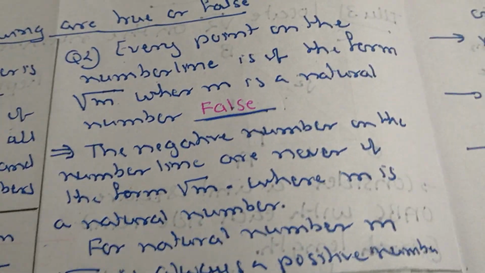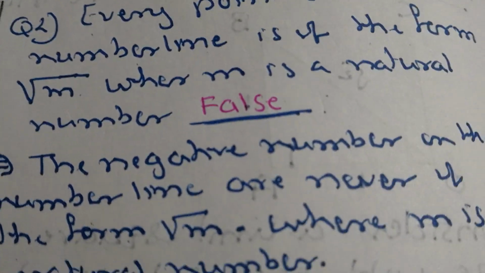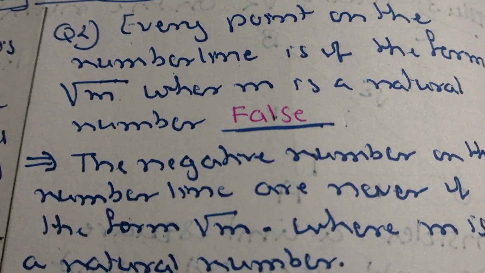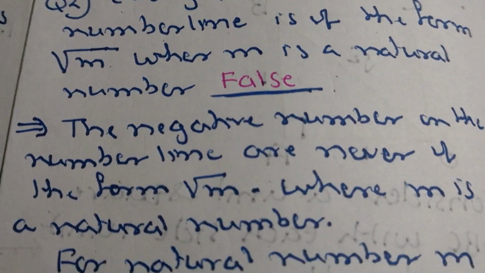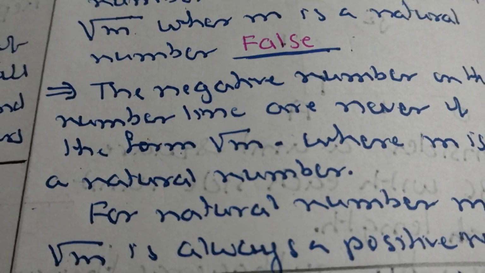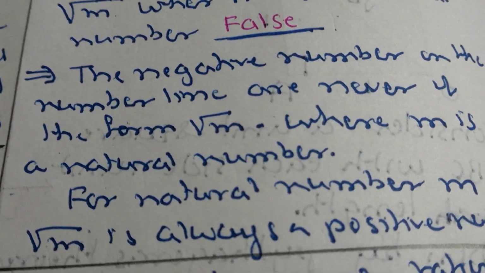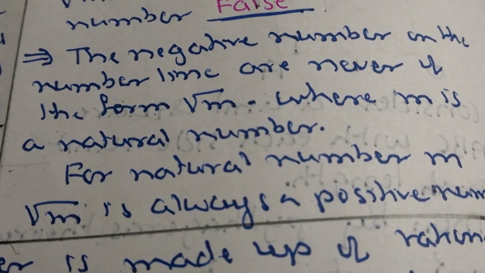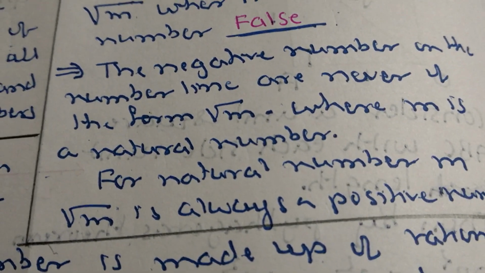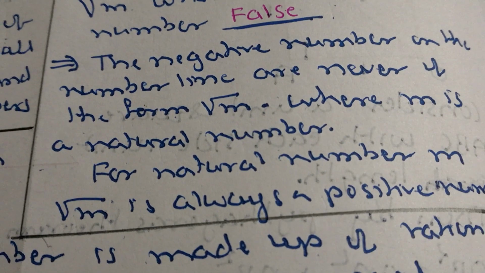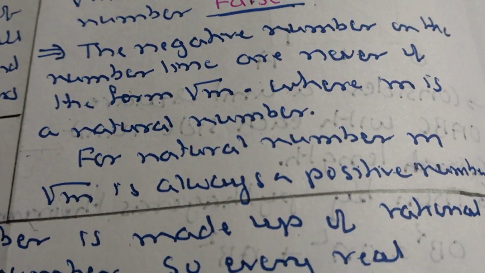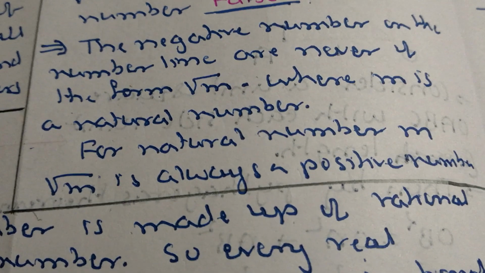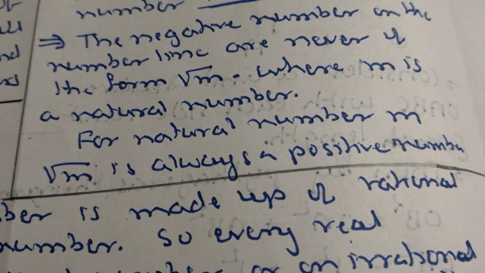Question number 2. Every point on the number line is of the form root m, where m is a natural number. The statement is false because the negative numbers on the number line are never of the form root m, where m is a natural number. So you cannot get negative numbers, where natural numbers are always positive. For natural number m, root m is always a positive number.